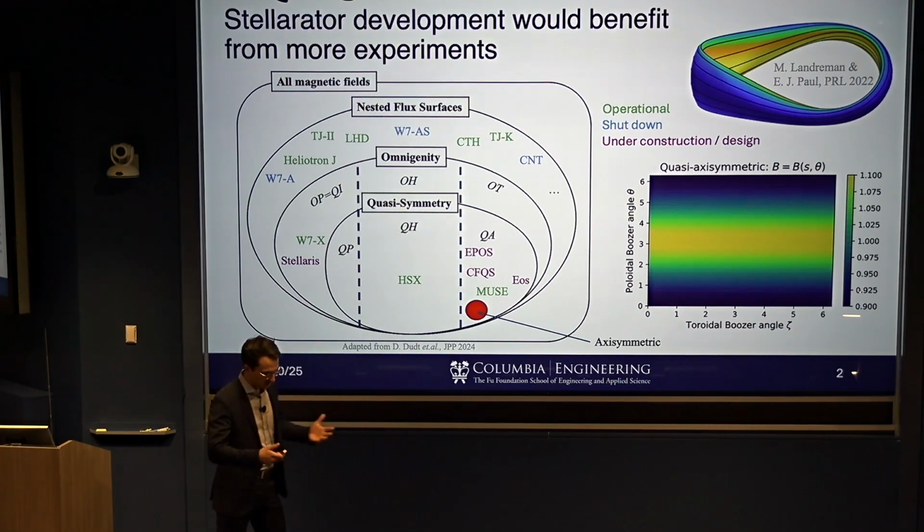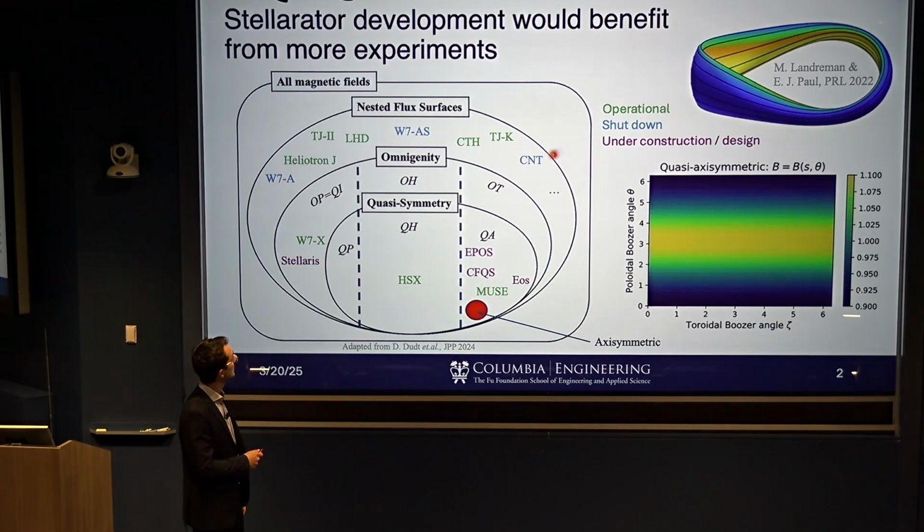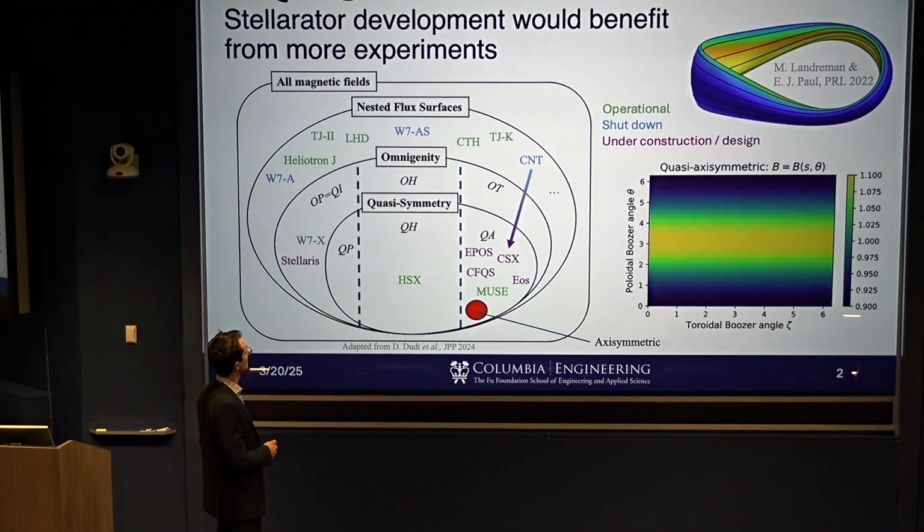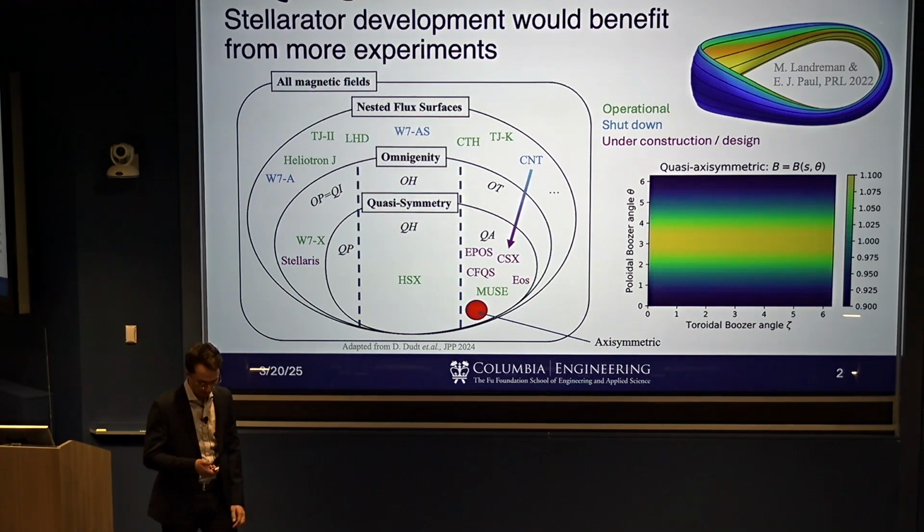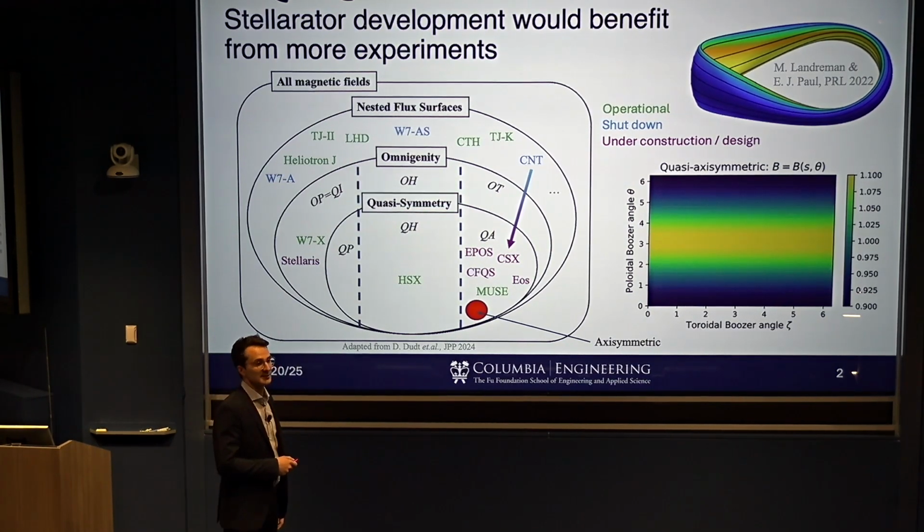So to complement this graph, what we want to do is take CNT, that is, I remind you, the Columbia Non-neutral Torus, and re-optimize it to bring it into QA. And that's the CSX stellarator.